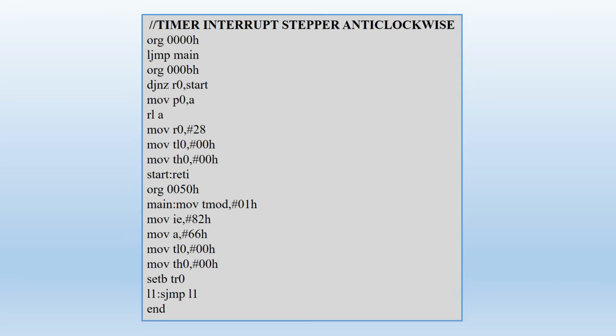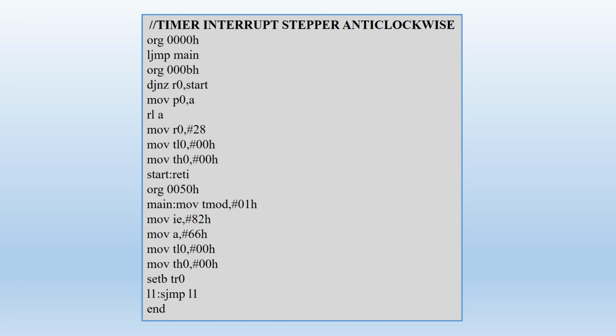Now this is a stepper motor with timer interrupt. We are going to use a timer for the stepper motor: whenever our flag is rolled over, then it will be raised. Here we are using the timer 0 interrupt. The vector address of the timer 0 interrupt is 000BH.